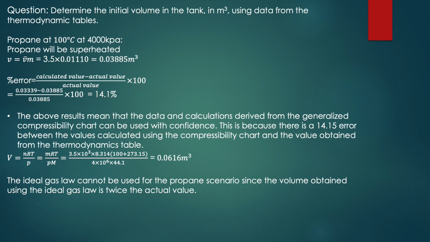Question 4.3 asks about percentage error, which is equal to the absolute value of the difference between calculated volume and actual value divided by actual value, then multiplied by 100. And we found that the percentage error was 14.1.